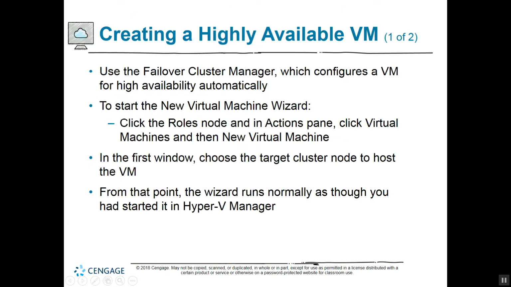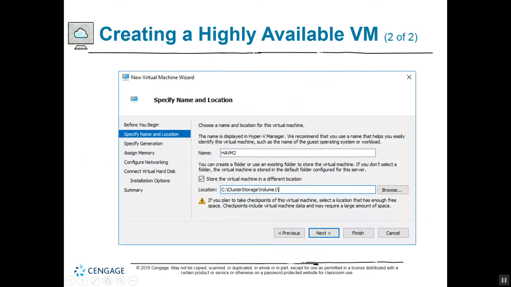Okay, to create a highly available VM, use the Failover Cluster Manager, which configures a VM for high availability automatically. Start the New Virtual Machine Wizard: click the Roles node, in the Actions pane click Virtual Machines, and then New Virtual Machine. In the first window, choose the target cluster node to host the VM. From that point, the wizard runs normally as though you had just started it in Hyper-V Manager. Here we are. Name that VM, point to the cluster, and we run with it.